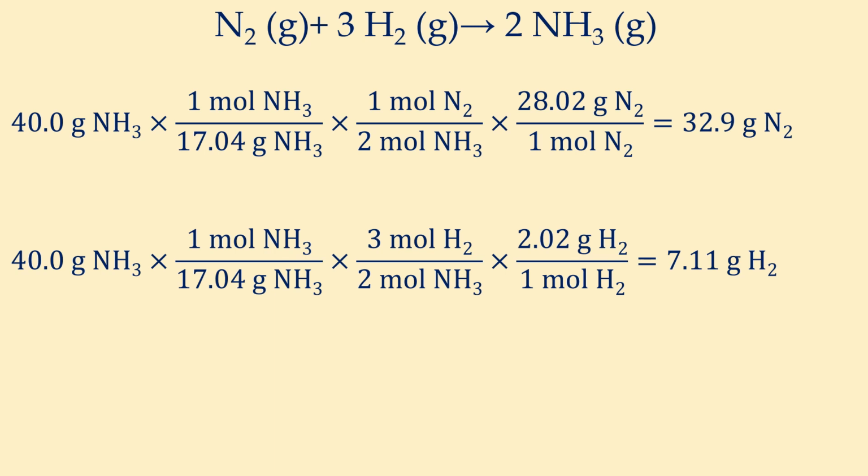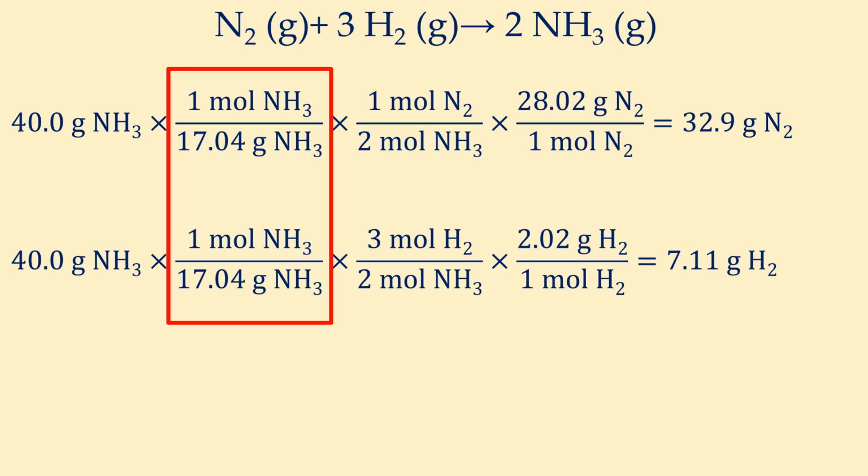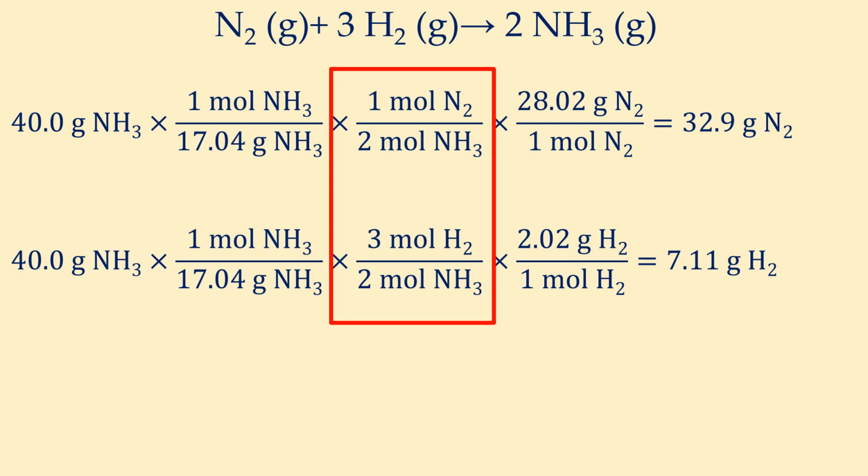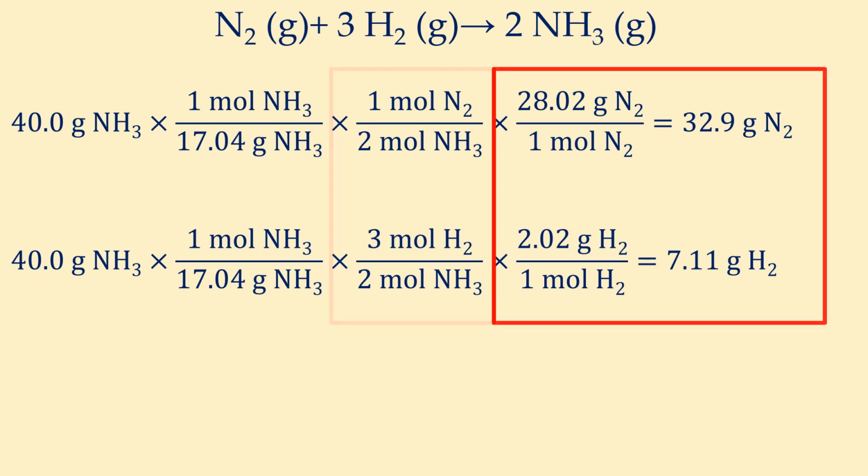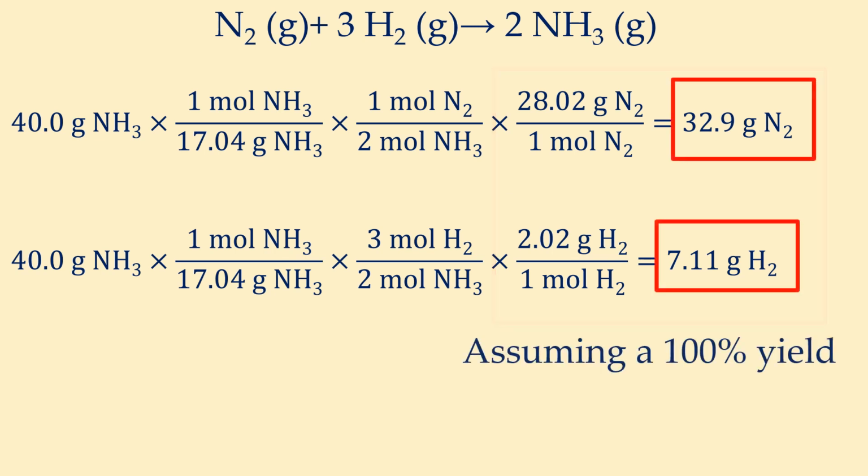First, the mass of ammonia is converted to the moles of ammonia using the molar mass. Next, the moles of ammonia are converted to the moles of each reactant, respectively. Finally, the moles of nitrogen and hydrogen are converted to the mass using their respective molar masses. 32.9 grams of nitrogen and 7.11 grams of hydrogen will react to produce exactly 40.0 grams of ammonia.